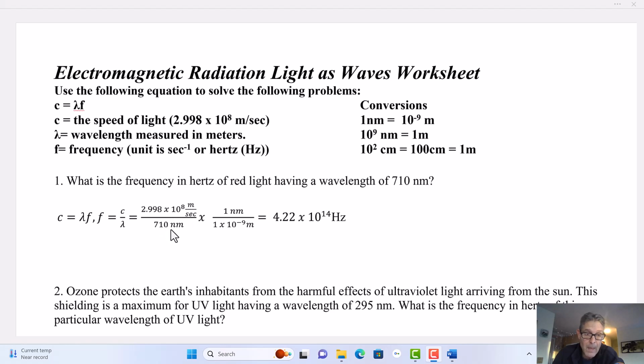I'm going to divide that by my wavelength, which is 710 nanometers. That's what we've given there. But I need to convert nanometers to meters. And so I know that 1 nanometer is the same thing as 1 times 10 to the negative 9 meters.